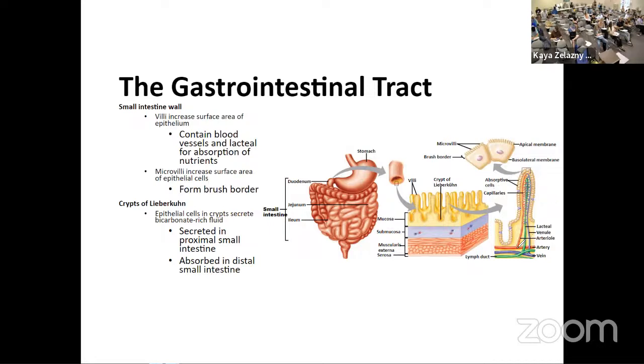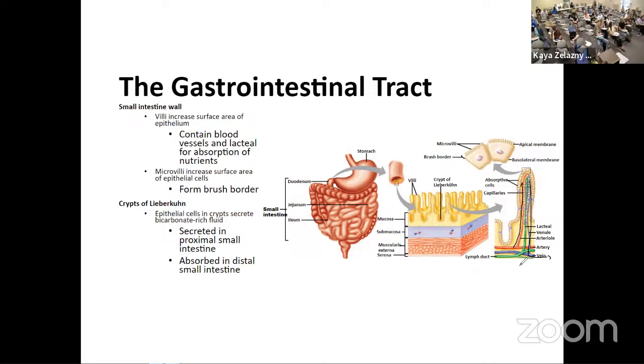So you can see the blood vessels going in. So that's going to be our arteriole going up here into a capillary bed. On the other side, we have a venule going back to our vein. So we're going into the circulation that way.